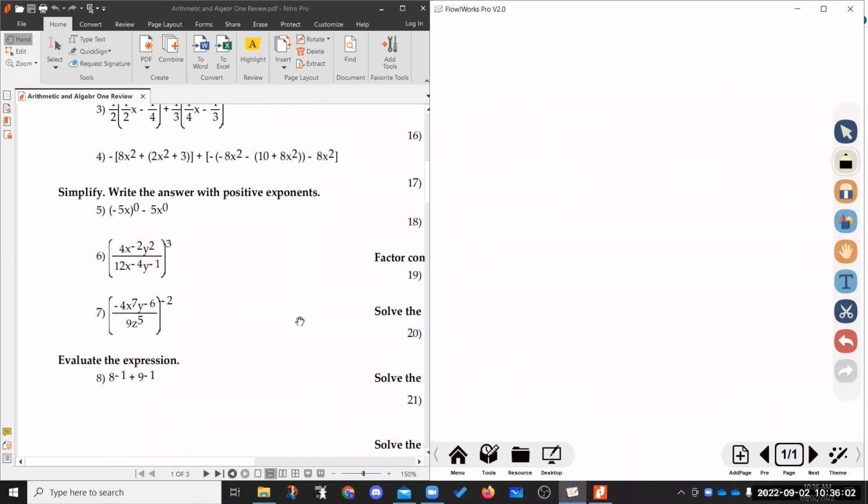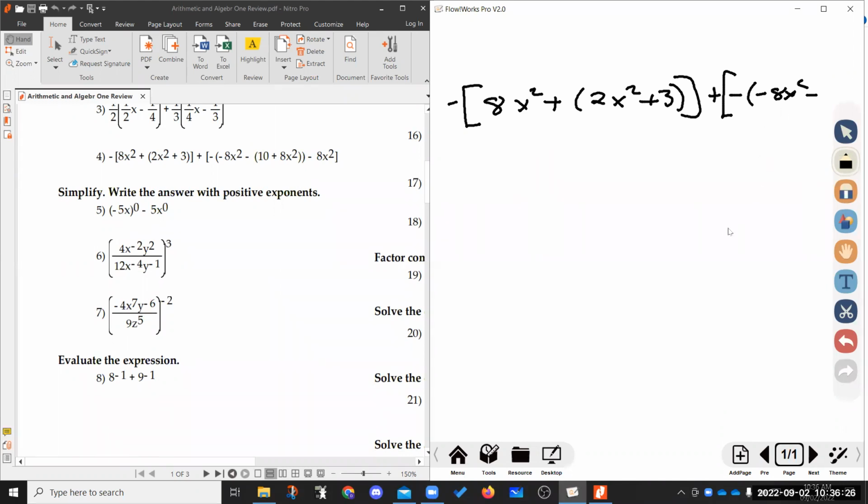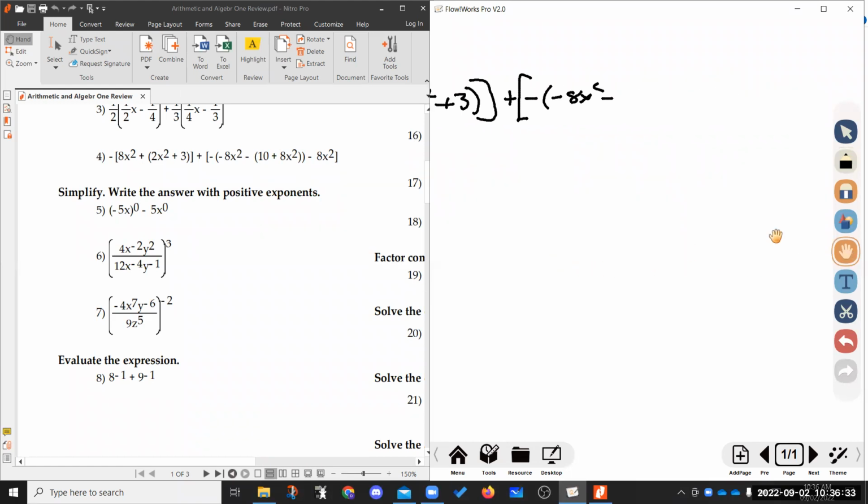Now we're on to number 4. Negative, open big parenthesis, 8x squared plus, open small parenthesis, 2x squared plus 3, close small parenthesis, close big parenthesis, plus, open big parenthesis, negative, open small parenthesis, negative 8x squared minus open small parenthesis 10 plus 8x squared, close small parenthesis, close small parenthesis minus 8x squared, close big parenthesis.